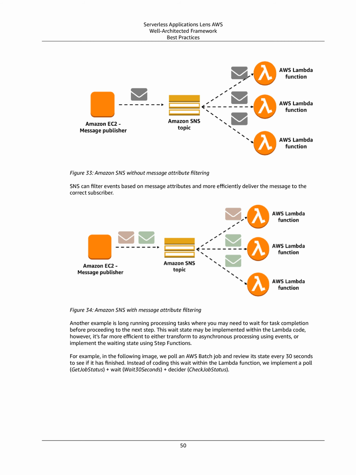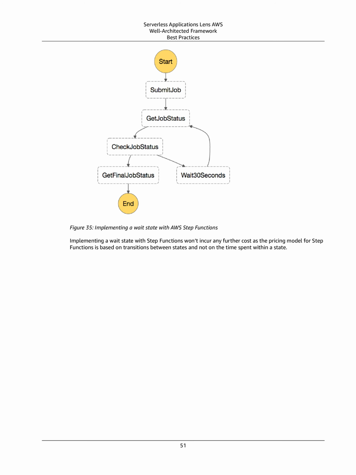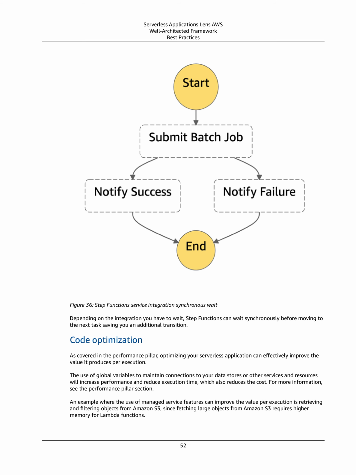Instead of coding this wait within the Lambda function, we implement a poll, getJobStatus, plus wait 30 seconds, plus a decider to check the job status. Implementing a wait state with Step Functions won't incur any further cost, as the pricing model for Step Functions is based on transitions between states and not on the time spent within a state. Depending on the integration you have to wait, Step Functions can wait synchronously before moving to the next task, saving you an additional transition. Code optimization is covered in the performance pillar.